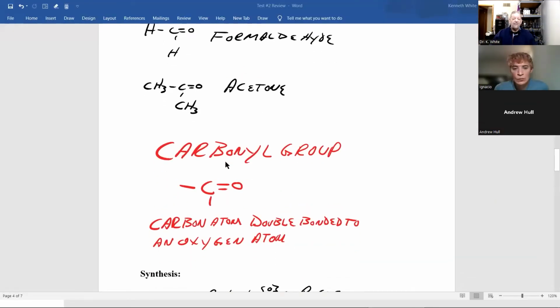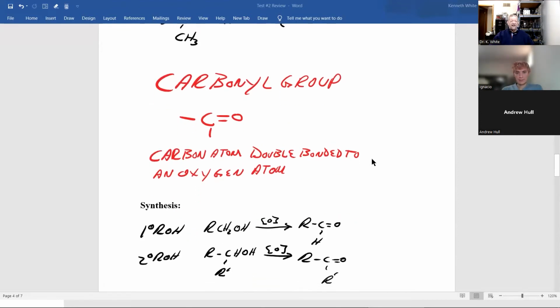Now, personally, one of the most important, if not the most important thing in organic chemistry is the carbonyl group. You should know how to write the carbonyl group. I have it here in red, and you should know how to describe what a carbonyl group is with words. I have it right here: carbon atom, double bonded to an oxygen atom.